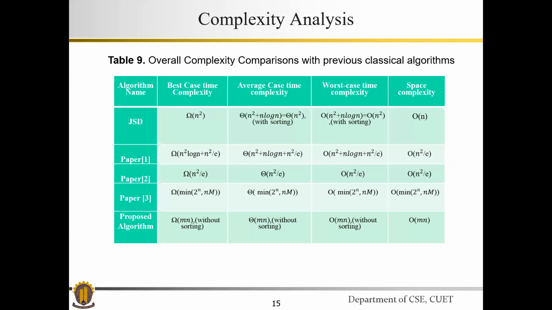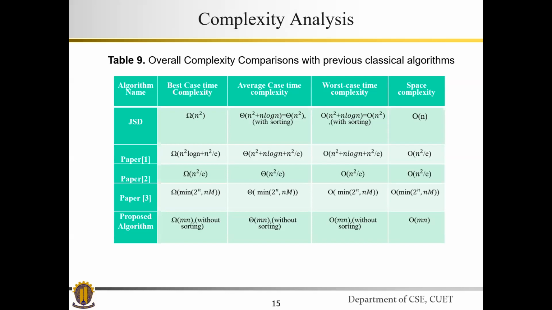In the complexity analysis, we can see the overall comparison with the previous classical algorithms. For paper 1, the best case is n square, and the complexity is n square log n plus n square b, which is greater than the classical algorithm. For the average case, n square plus n log n plus n square b, which is also greater than the classical algorithm. For space complexity, n square.